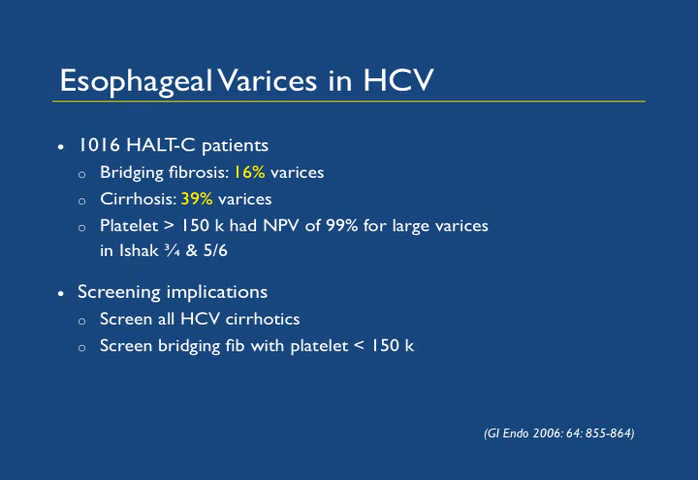Clearly, assessing platelet counts along with histology can give you a sense of the likelihood of having underlying varices. So from this data, the implications for screening are that all patients, again, with HCV cirrhosis, including compensated patients, should undergo a surveillance endoscopy for the presence of varices. In addition, patients who have bridging fibrosis and evidence of significant portal hypertension with a platelet count of less than 150,000 should also undergo surveillance for varices as well.